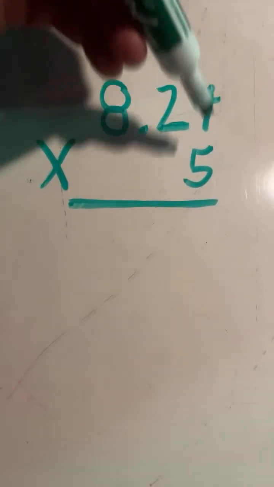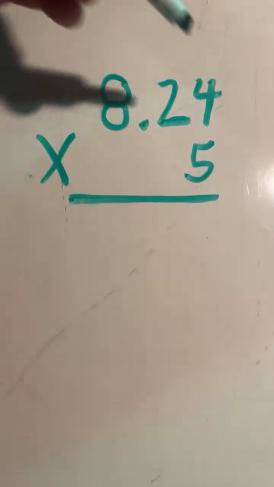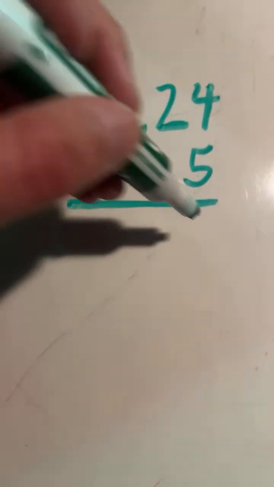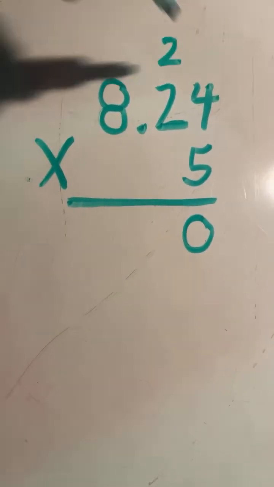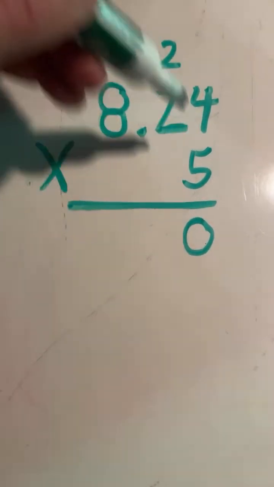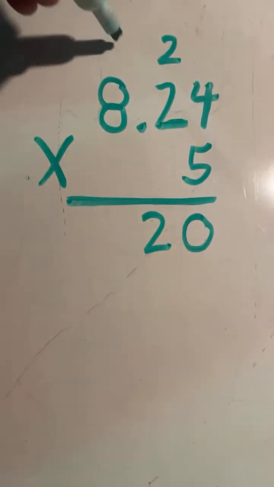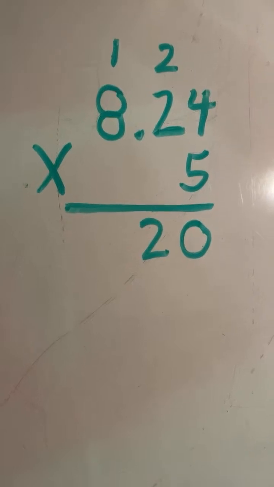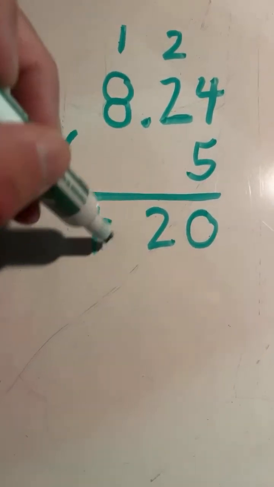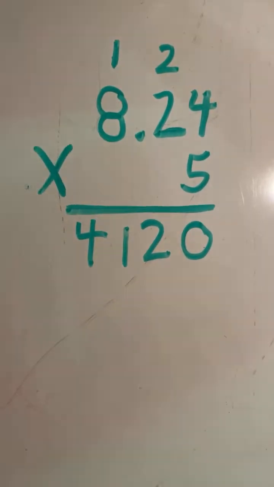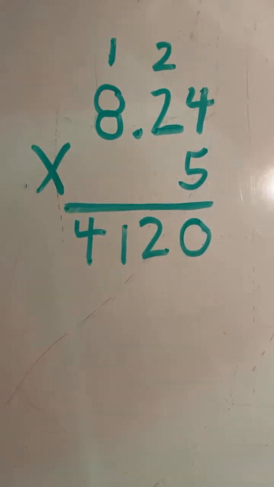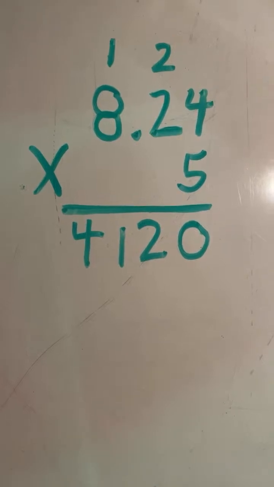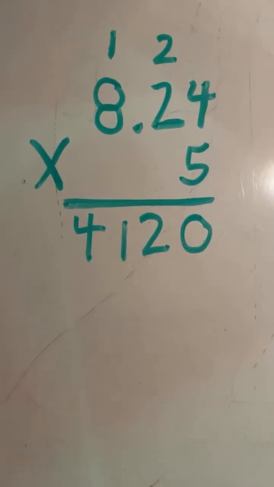So we're going to start in what I'm pretending is the ones place. We're going to multiply 4 times 5. 4 times 5 equals 20. 0, carry the 2. 2 times 5 equals 10, plus 2 is 12. 2, carry the 1. 8 times 5 equals 40, plus 1 equals 41. Now, if both of these numbers were whole numbers, this would be our final answer. 4,120 would be our final answer if all the numbers in this multiplication problem were whole numbers, but they're not.